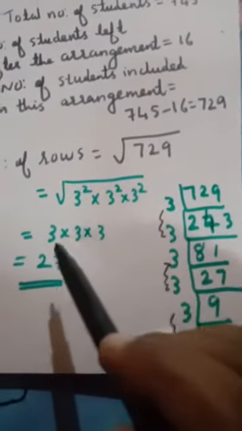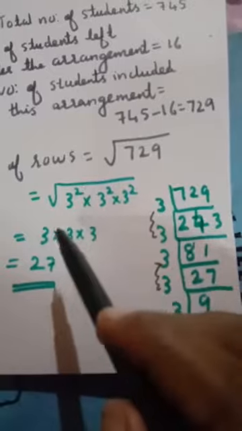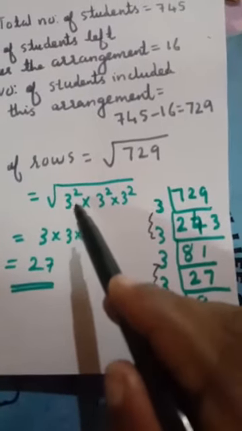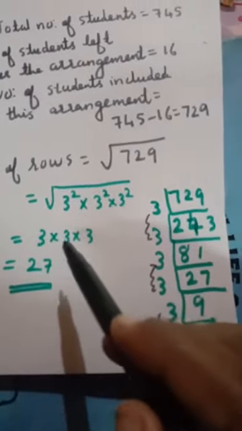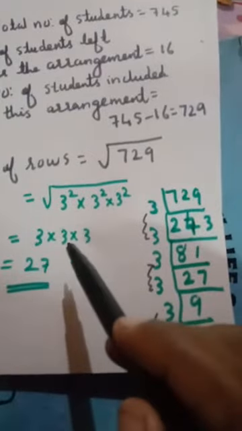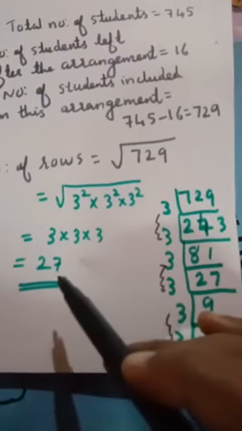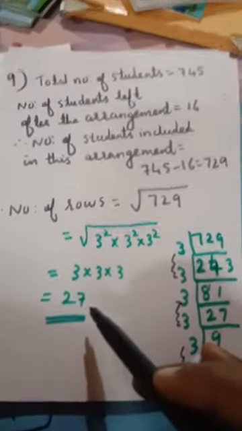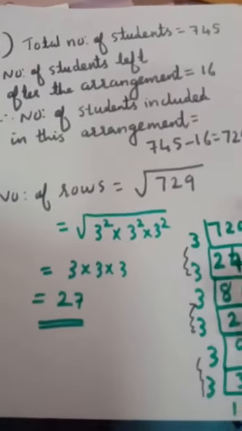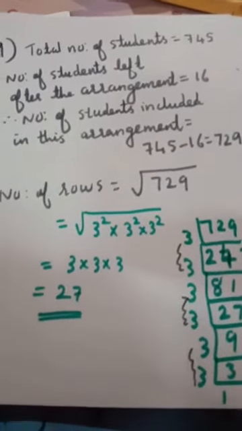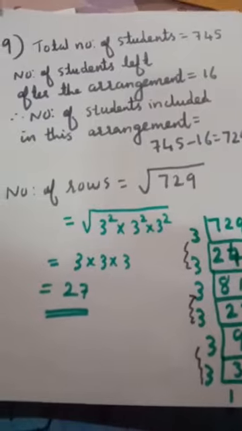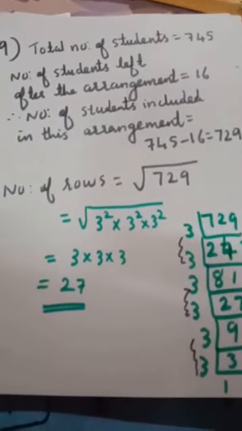Root 3 square is 3. Root 3 square is 3. 3 square 9, root 9 is 3. 3 into 3, 9. 9 3s are 27. So the answer is 27. Number of rows 27. Clear?